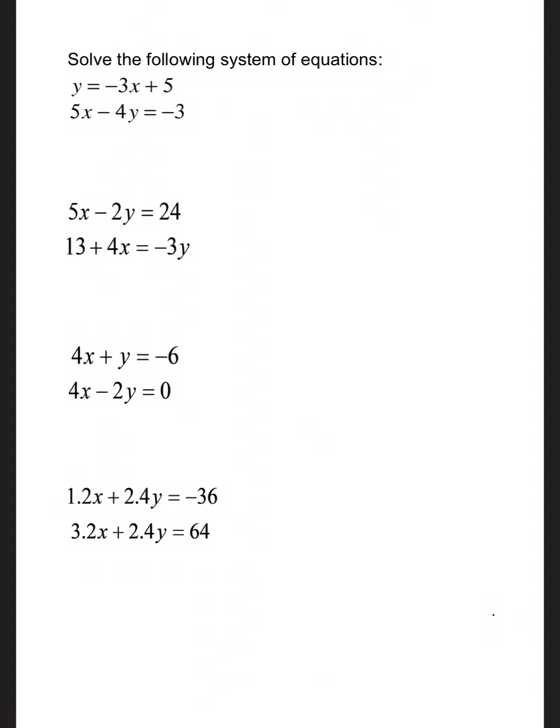Okay, so solve the following systems of equations. If we look at this, no matter which one we're using, we always want to number our equations. So we have equation 1 and we have equation 2. Now remember what we just said. For substitution, we want there to be a variable already isolated or it's easy to isolate a variable in 1 or 2 steps.